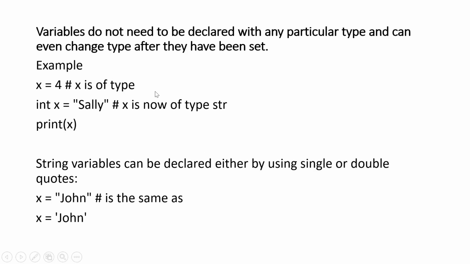Variables do not need to be declared with a particular type and can even change after they have been set. Example: x equal to 4. x is of type integer, and writing int x is wrong. Then x equal to Sally. x is now of type string. So x here is an integer and x here is Sally, a string. Print x, and we'll get the result 4.